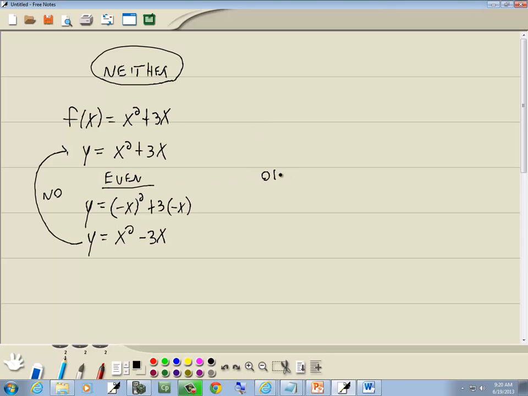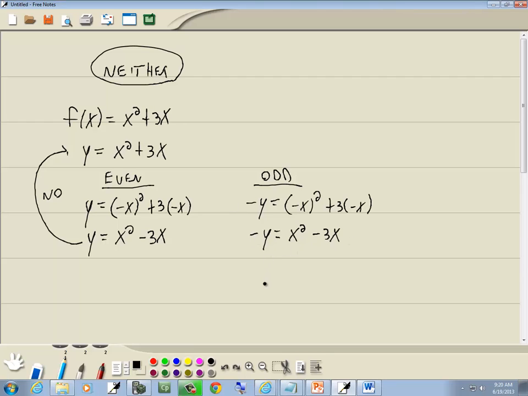Now for our odd, you put negative y in for y, and you put negative x in for x, and you see if you can get your original function. Well, negative x squared would give us a positive x squared. 3 times negative x is negative 3x. Now, the original function has a positive y here, so I can multiply everything by negative 1.